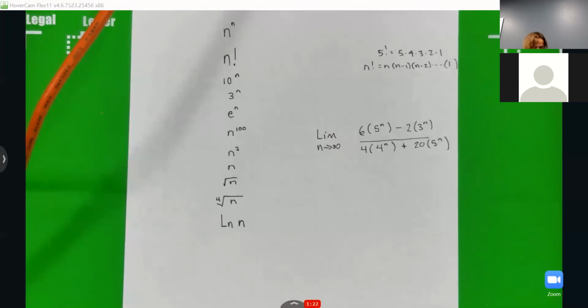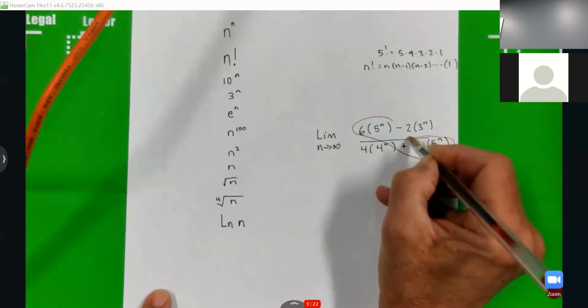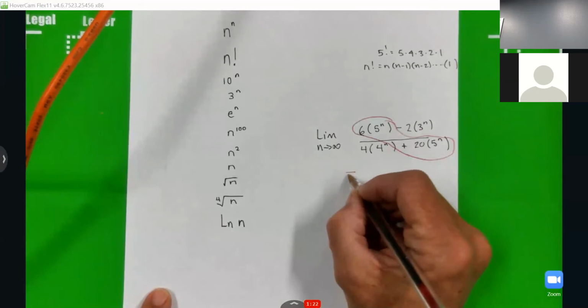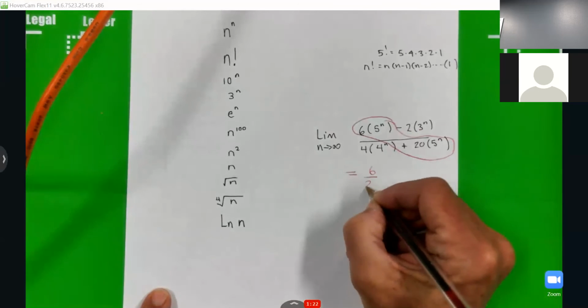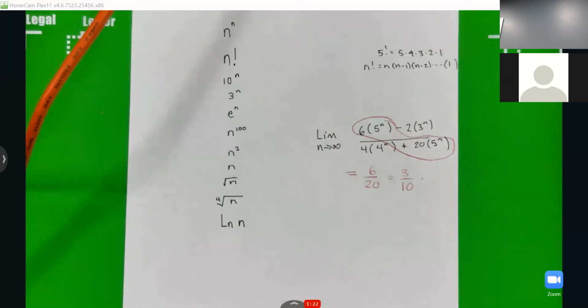So I think it's safe to say that this limit follows these two. The other ones are lower power. So using that same idea of looking at the ratio of the coefficients, this limit should give us 6 over 20, or 3/10. You agree? That'll save you a lot of time trying to do L'Hopital's rule with something like this.